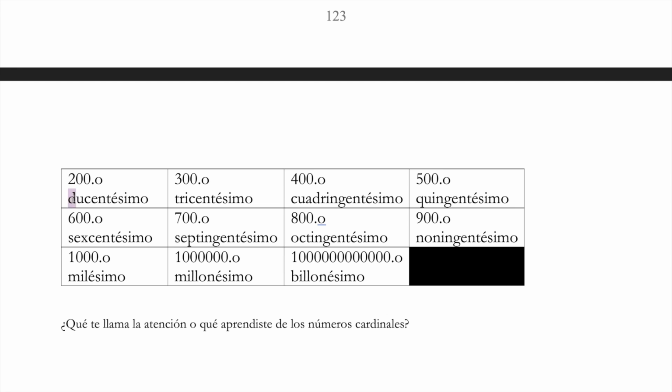So this would be ducentésimo, tricentésimo, cuadringentésimo, quingentésimo, sexcentésimo, septingentésimo. So wherever you see the stress mark, make sure you stress that syllable. And that's where your intonation is going to change, but also your inflection too.